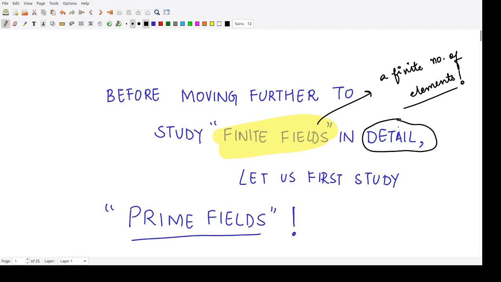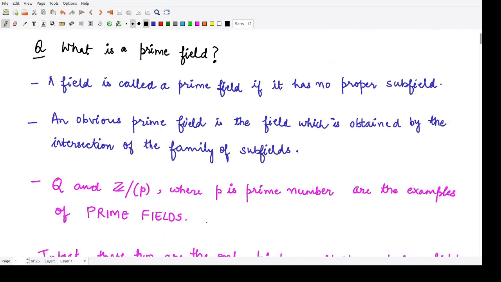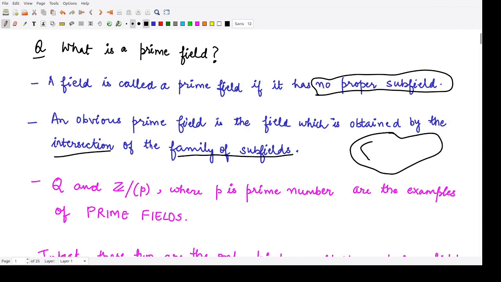So for that we will first study what are prime fields. So what is a prime field? A field is called a prime field if it has no proper subfield within itself. So you can say in other words that it is formed by the intersection of the family of subfields. Suppose you have some larger field here, and these are smaller subfields which are present in this field.